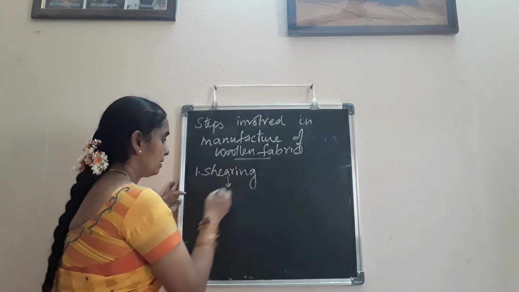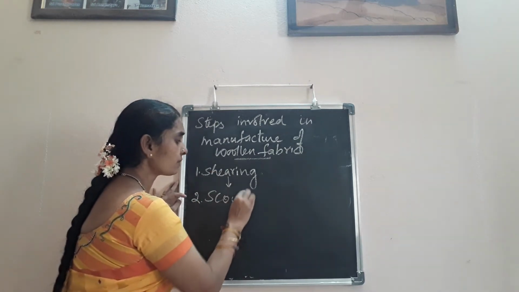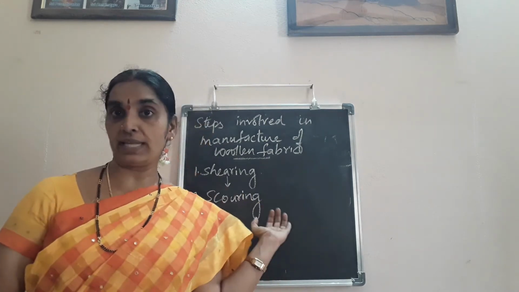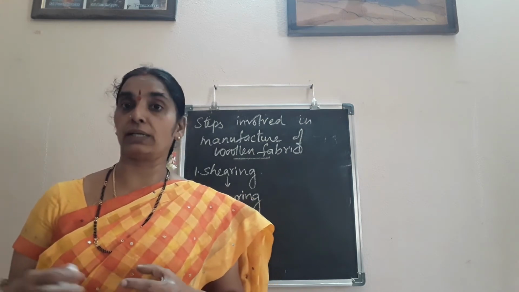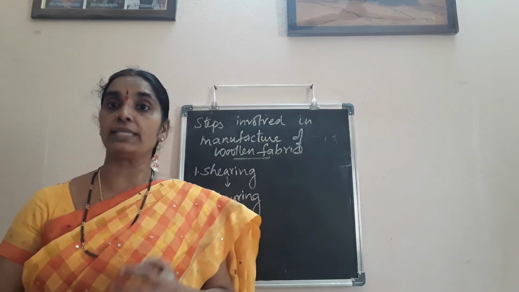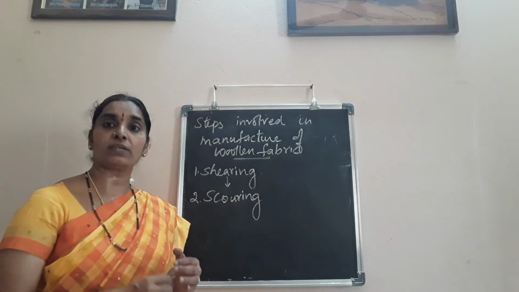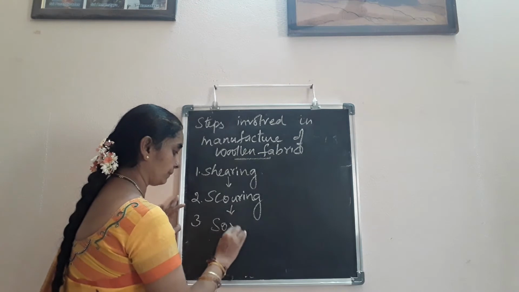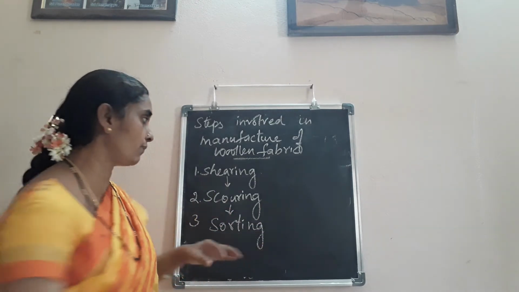Next, the scoring process. Scoring is a process which involves the washing of the removed fleece with the help of chemical water. The water is mixed with several chemicals, and the fleece obtained is washed in these chemicals, and we get the fleece in a perfect manner. The next step is sorting, the process done after the scoring process, that is washing.